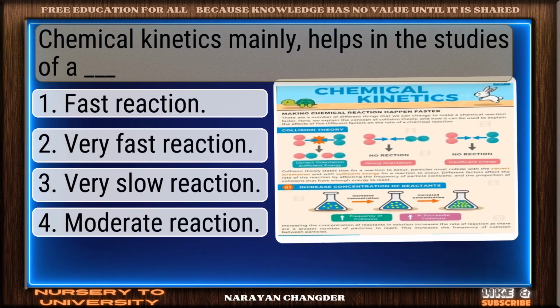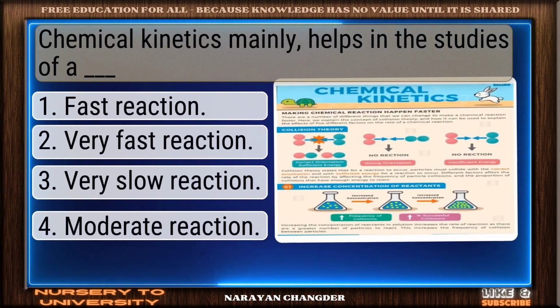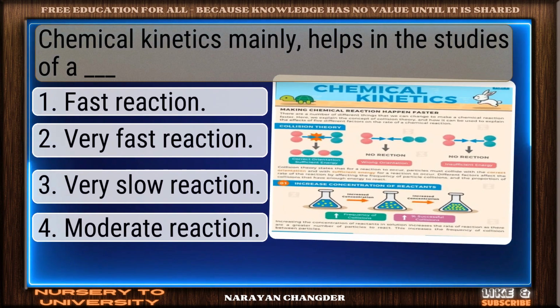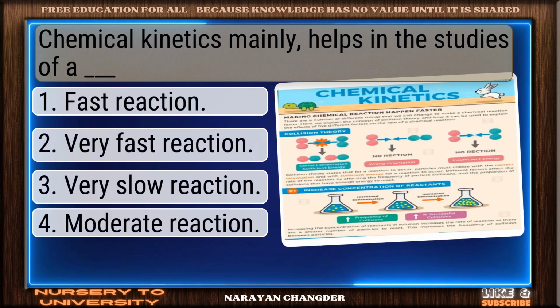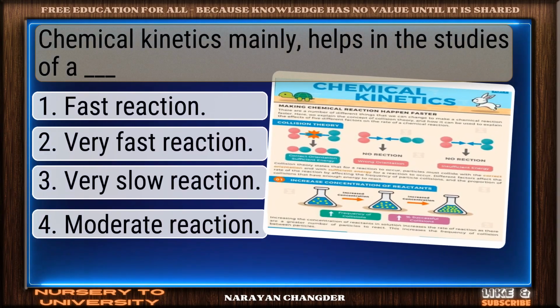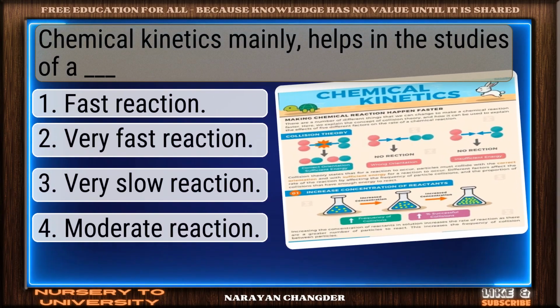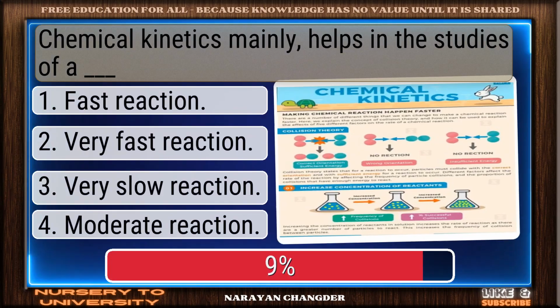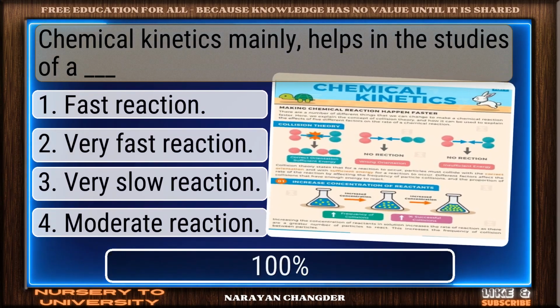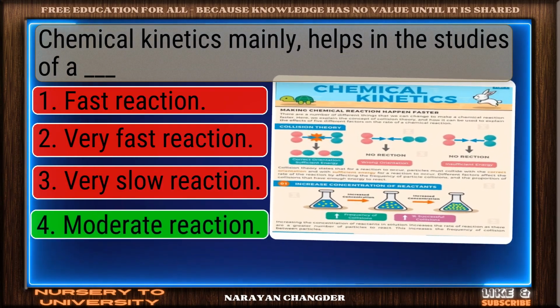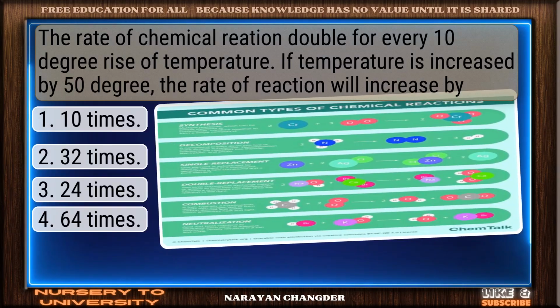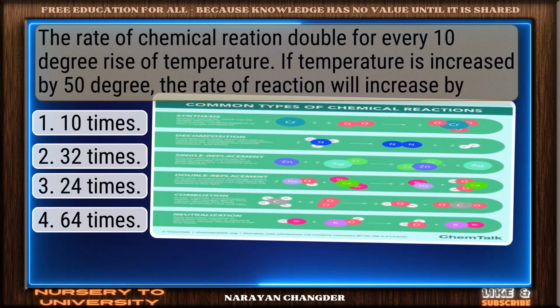Chemical kinetics mainly helps in the studies of a dash. Option 1, fast reaction. Option 2, very fast reaction. Option 3, very slow reaction. Option 4, moderate reaction. Well done, moderate reaction. The rate of chemical reaction doubles for every 10-degree rise of temperature.